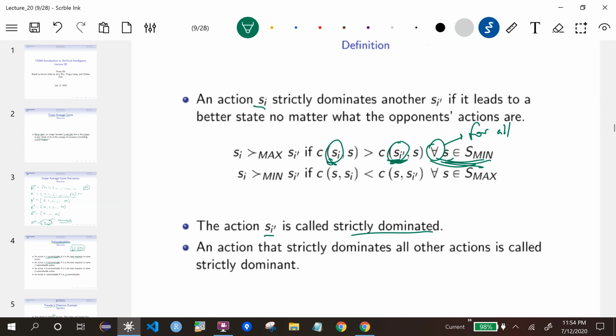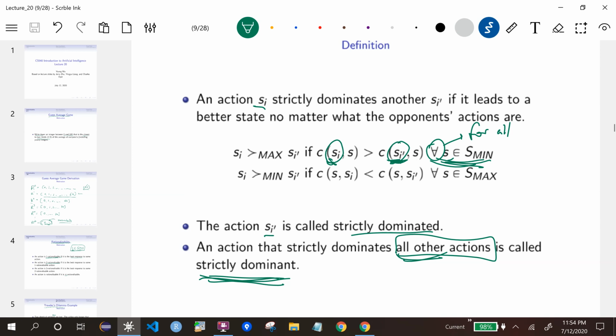Another terminology that may be slightly more confusing is strictly dominant. So strictly dominant is not relative to another action, it's relative to all other actions. If one action is strictly dominant, it means it strictly dominates all other actions. So basically, it means that action is the best possible action, no matter what the other guy is playing. So if you have a game where all players have strictly dominant actions, then that outcome is definitely the Nash equilibrium, and also it's definitely the thing that all players will play.